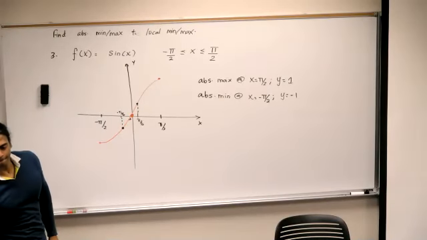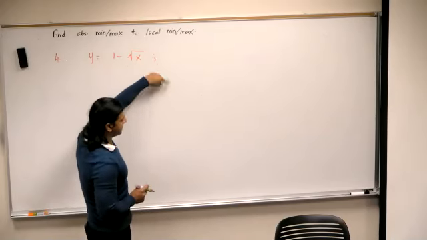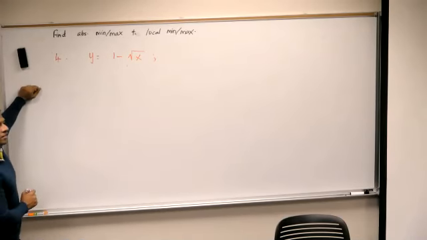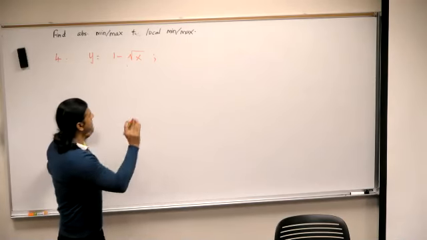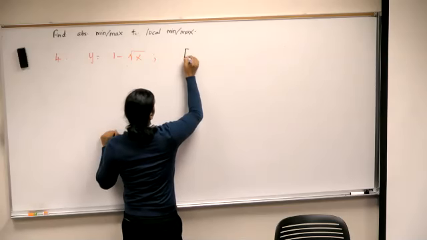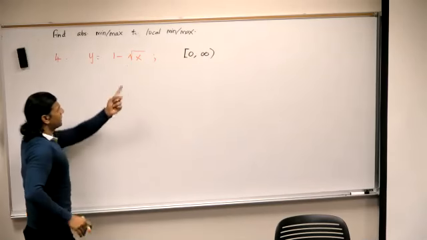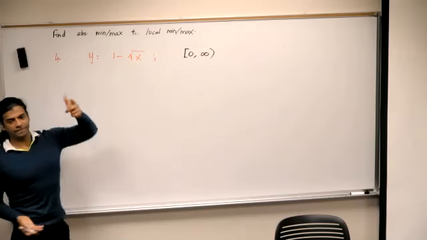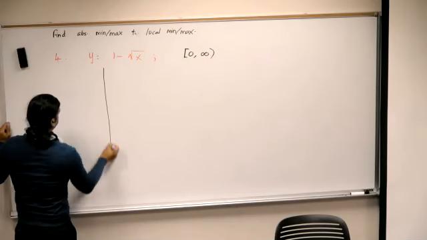So I'll let you guys decide the domain on this. What is the domain? 0 to infinity. I can include 0 all the way up to infinity, the reason being I cannot plug in any negative number because I have a square root. Yes, if you graph this.